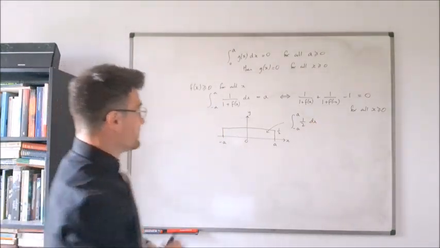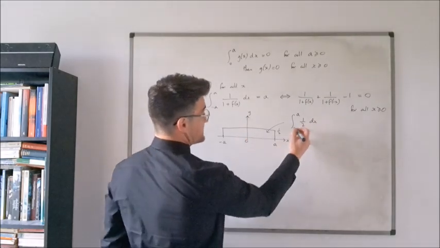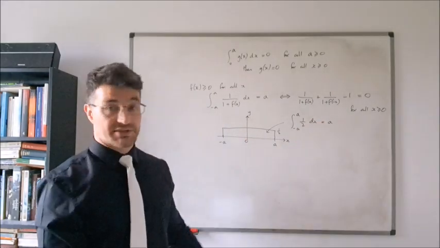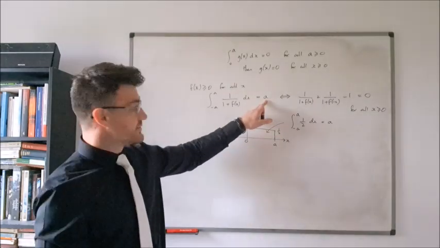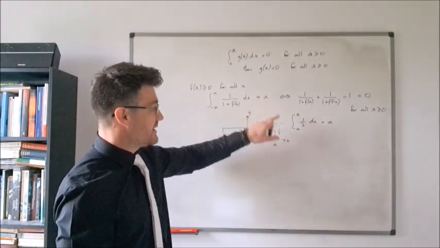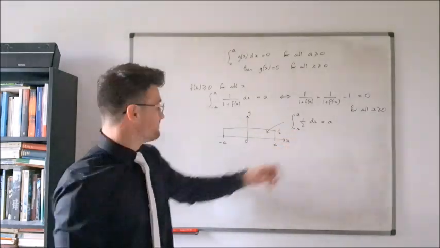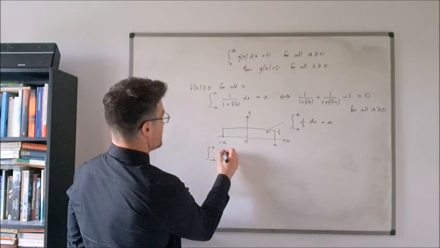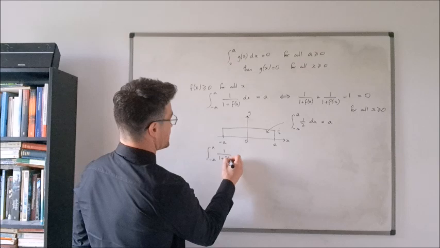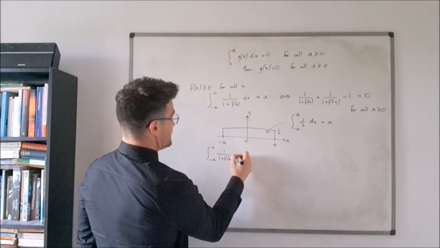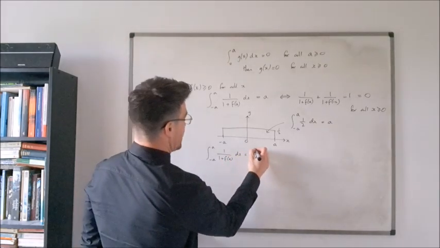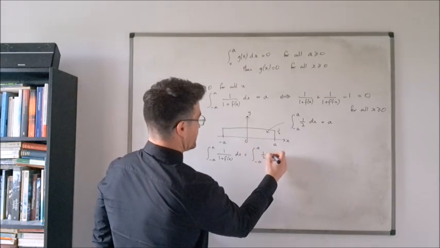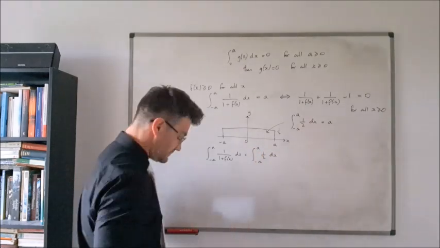Okay, well, the area of this is a, so that means that this integral is equal to a. So guess what? I can replace this number here, a, with this integral. In other words, I get the integral from minus a to a of 1 over 1 plus f of x dx is equal to the integral from minus a to a of a half dx.